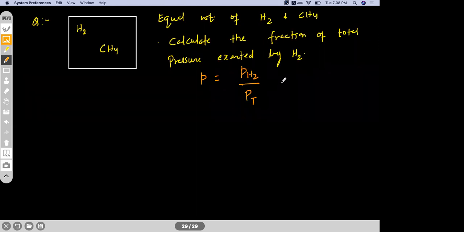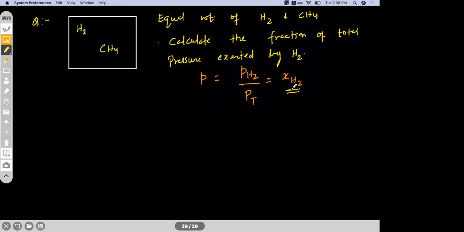And when you look at this ratio, what is it? Could you tell me? This ratio is nothing but the mole fraction of H2, isn't it? Because partial pressure is equal to mole fraction times total pressure. So we need to find out the mole fraction. That is what the question is.